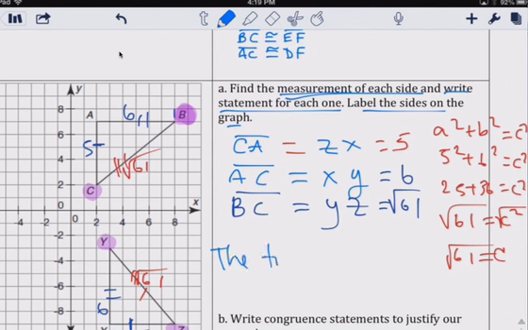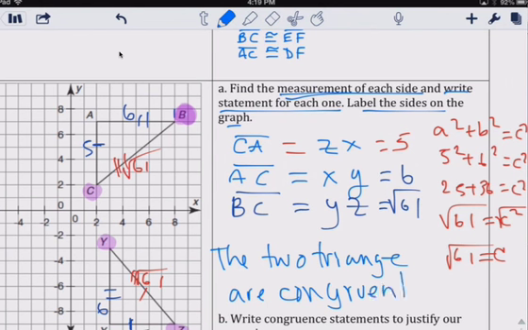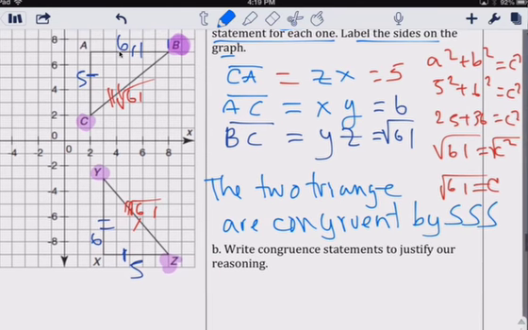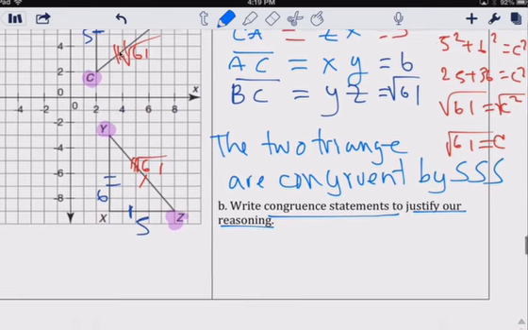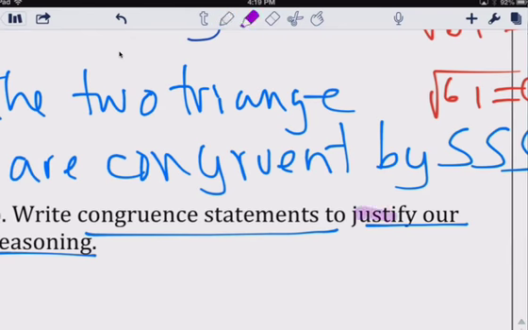The two triangles are congruent. Congruent means exact same size and shape by side, side, side. Okay, write the congruency statement to justify your reasoning. So congruent statement, and then you need to justify it.